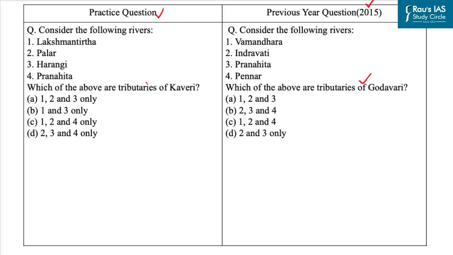Here you have to find out which of the above are tributaries of river Kaveri. The first option is Lakshman Tirtha, second is Palar, third is Harangi and fourth is Pranhita. Now let's find out the right answer of this question with the help of map.